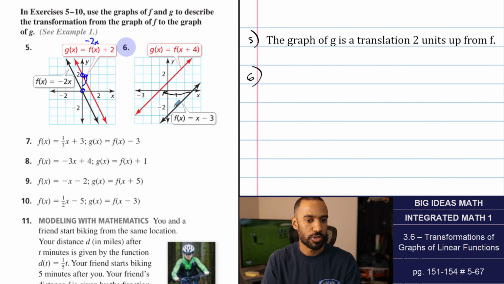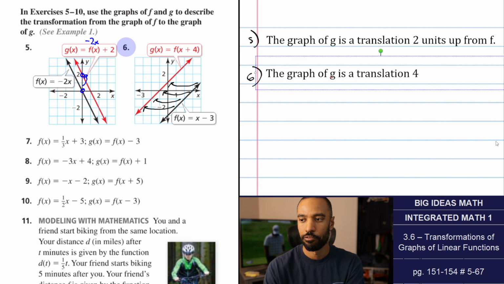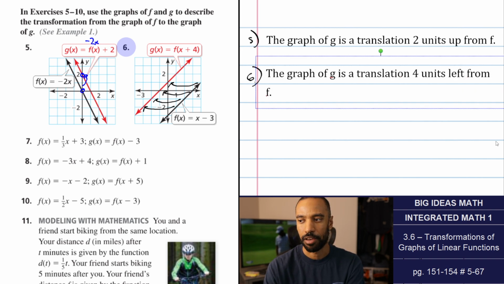And they're using the graph so that you can confirm it, right? I can confirm with this graph that all these points went left 4 from where they were before. So number 6, the graph of g. The graph of g is a translation 4 units left from f.